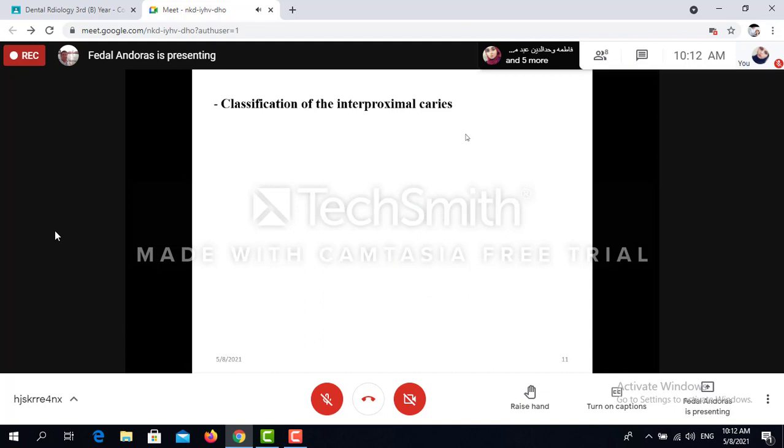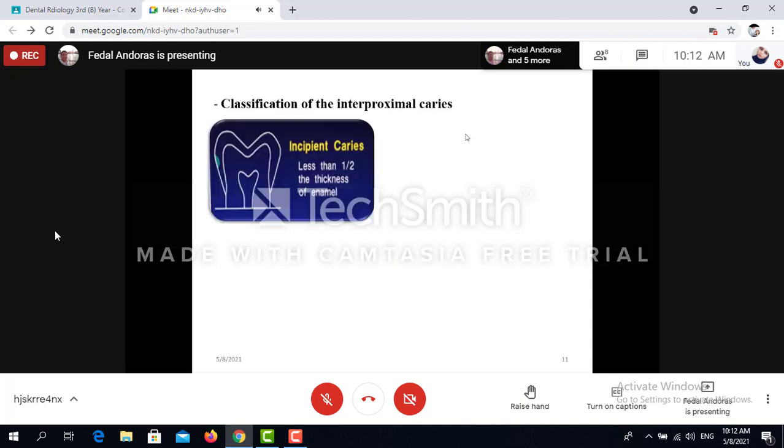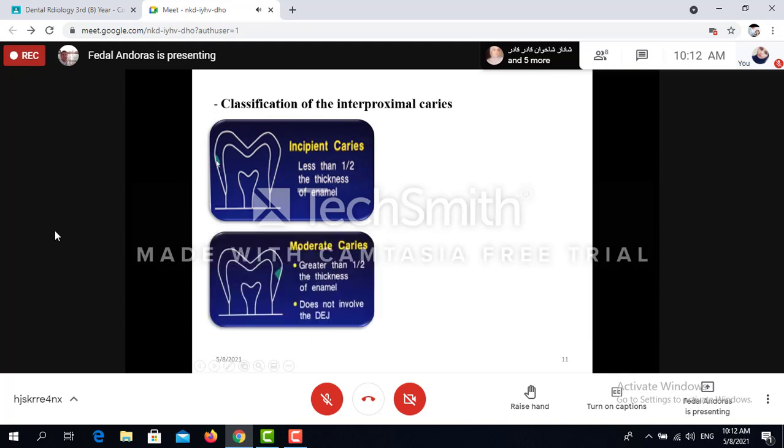So let's go to the classification of interproximal caries. We have incipient caries, less than half of the thickness of enamel. And then we have moderate caries, greater than half of the thickness of enamel, but does not involve the dentino-enamel junction.